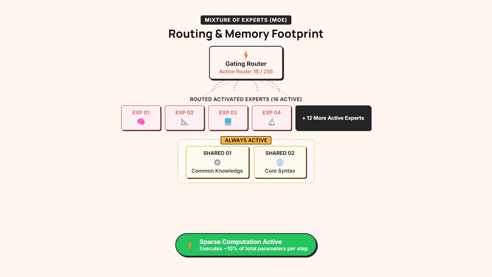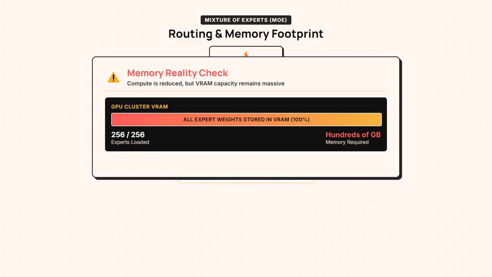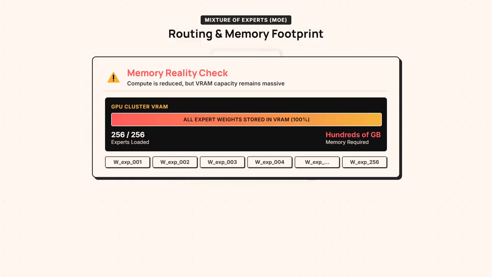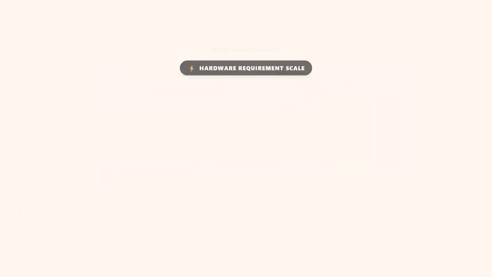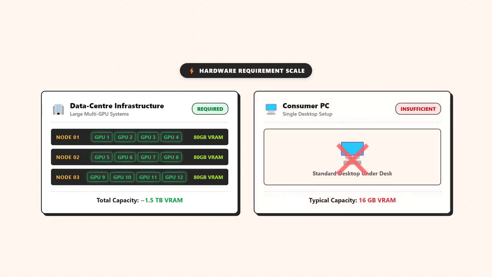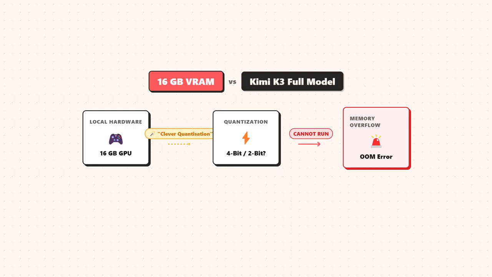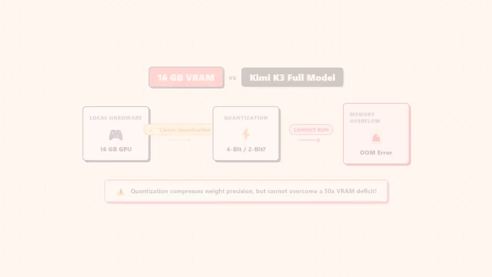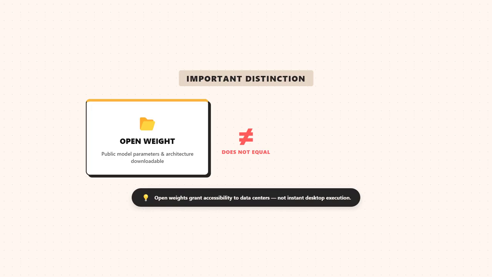That helps with computation, but it doesn't magically make the model small. All those experts still have to exist somewhere. Their weights still need to be stored in memory. And at this scale, we're talking about data center hardware and large multi-GPU systems, not a gaming PC sitting under somebody's desk. So no, your 16GB graphics card isn't going to run the full Kimi K3 after one clever quantization trick. That's an important distinction.